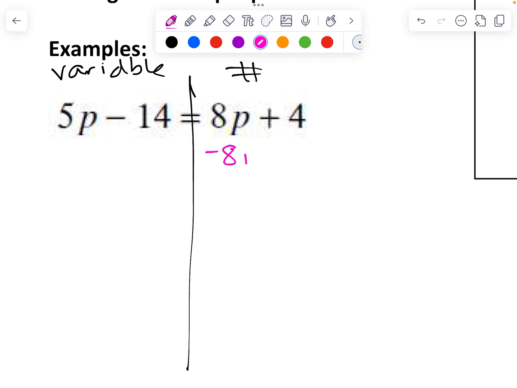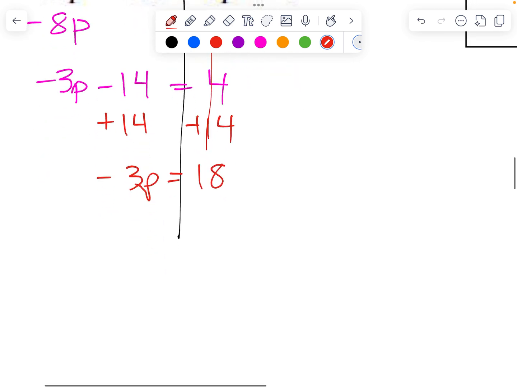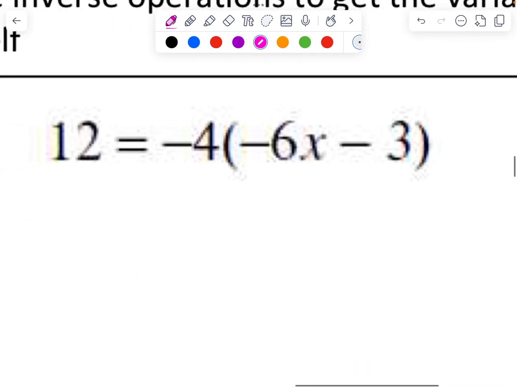But since I wrote variables on the left, I'm going to move this variable that's on the right to the left by subtracting it. So I get negative 3p minus 14 equals 4. Now I'm trying to get the numbers to the other side, so I'm going to add 14 here, and I'm left with negative 3p equals 18. And then I'm going to finish the problem by dividing by negative 3. So p equals negative 6.